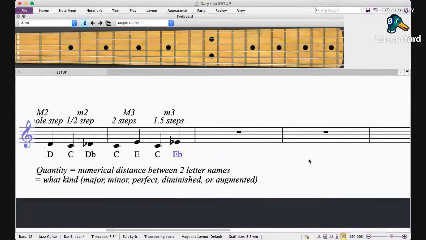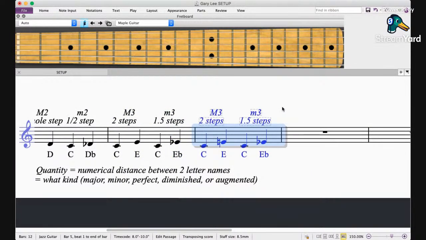Okay, let's keep going. So now let's take C to F, which would be our fourth. The distance between C to F, let's change these notes real quick. C to F, you can see is 2.5 steps.